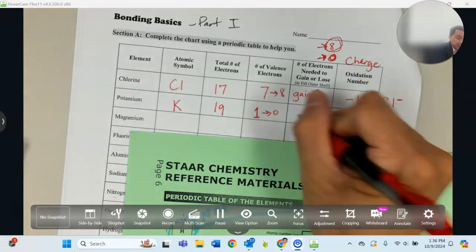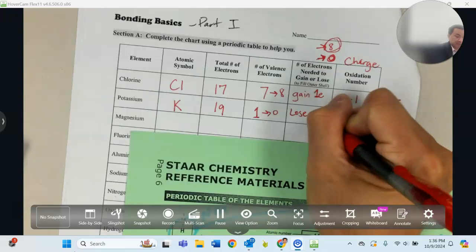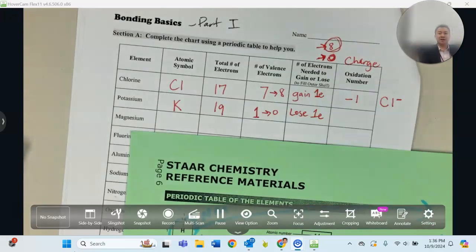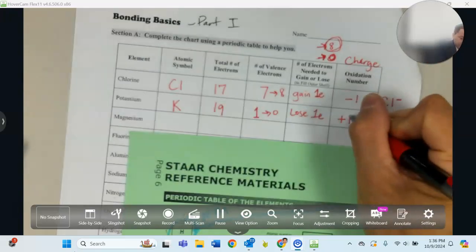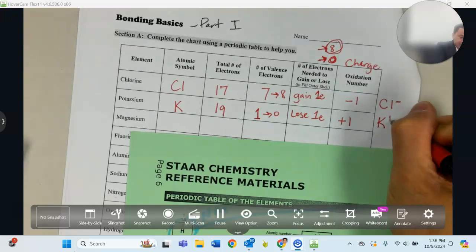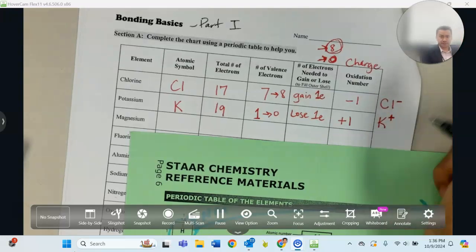How do we go to 0? We lose 1 electron. If we lose 1 electron, now we have more protons than electrons. So we lose 1, and it's positive 1. The symbol is K with a +1. When it's a 1, you don't need to put the number.